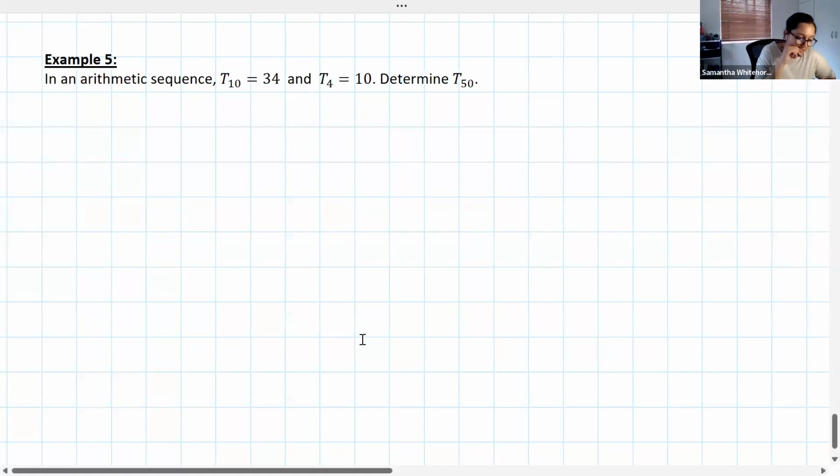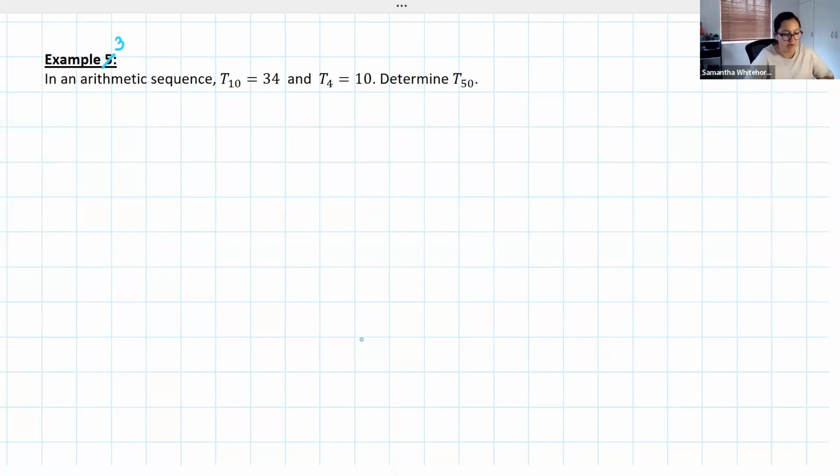Okay, so what we have here is, I don't even know what example, I think we're on example 3, but it doesn't really matter. In an arithmetic sequence, T10, so the value of term 10, is equal to 34, and T4 is equal to 10. So the value of term 4 is 10. Determine the value of term 50. Now the problem is I've got term 4 and term 10, nothing in between and nothing before that. How on earth am I going to get to term 50?